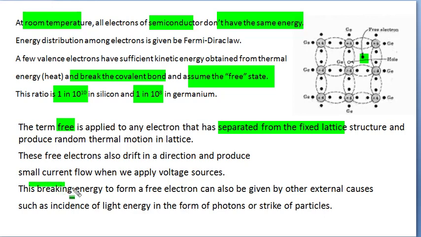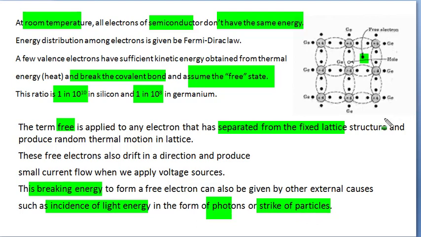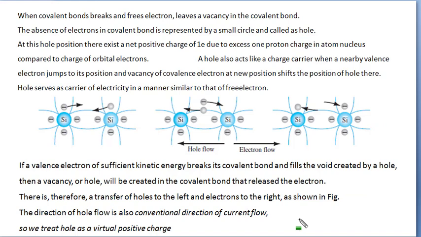Now this breaking energy to form a free electron can be given in some other ways also apart from temperature, and it may be incidence of light energy or photons, or a strike of external particles or high energy radiations, say X-rays. An interesting part of semiconductor studies is the concept of hole.